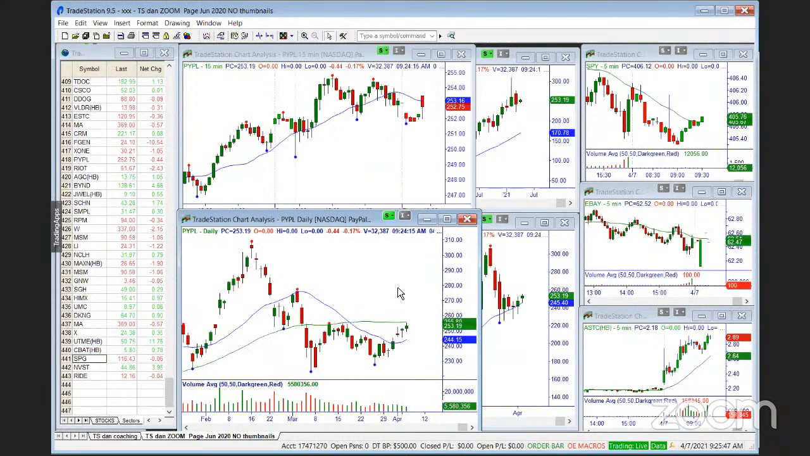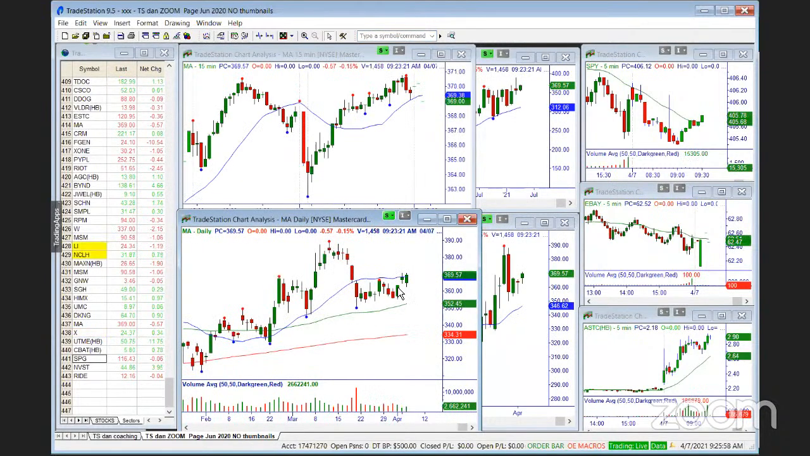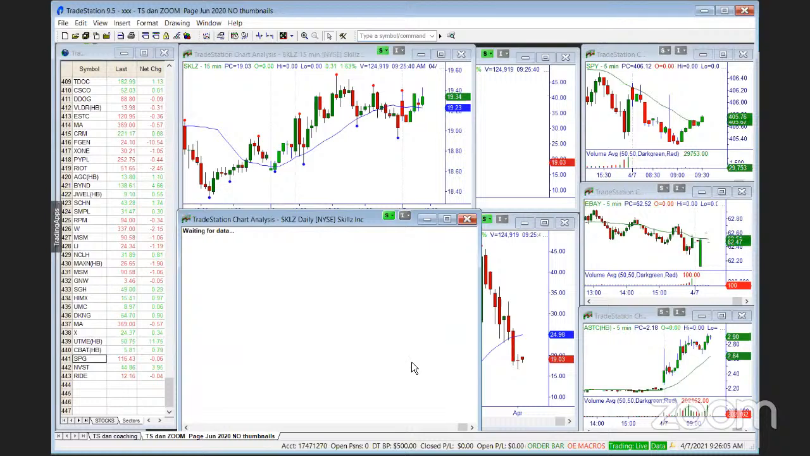PayPal is a bottoming pattern. I'm going to be looking to short puts on that, a put spread. MA from yesterday, 5-minute high. I think we can go ahead and do the put spread for Friday only. SKLZ.